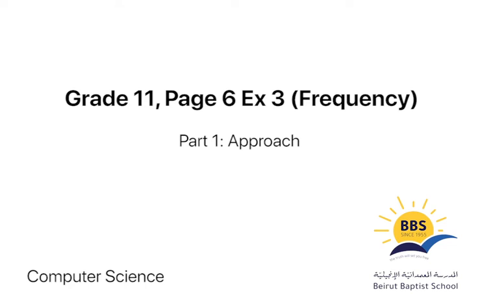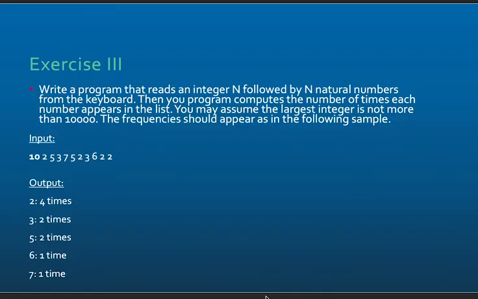Hi guys, we're solving exercise number 3 from chapter 1 in your book, and the question is: write a program that reads an integer n followed by n natural numbers from the keyboard. Then your program computes the number of times each number appears in the list.